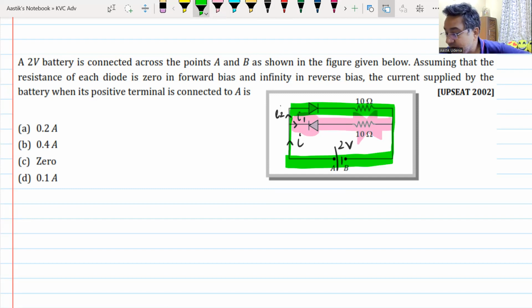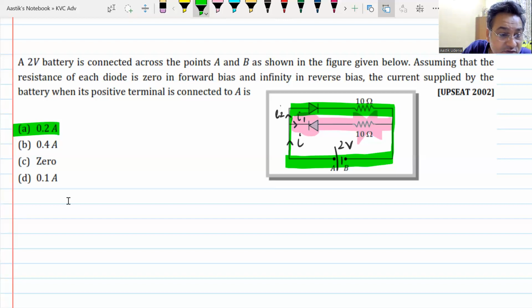It will be flowing in the green path. The total potential, the total battery, is 2 volt. The total resistance is 10 ohms. Therefore, the total current flowing from the battery will be 0.2 amps. These are the simplest questions that would be asked in an examination hall. Do we understand this? Yes, sir.